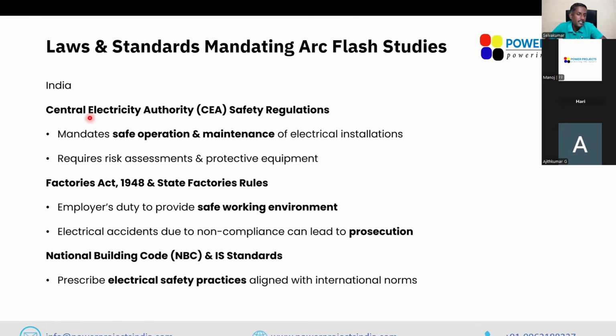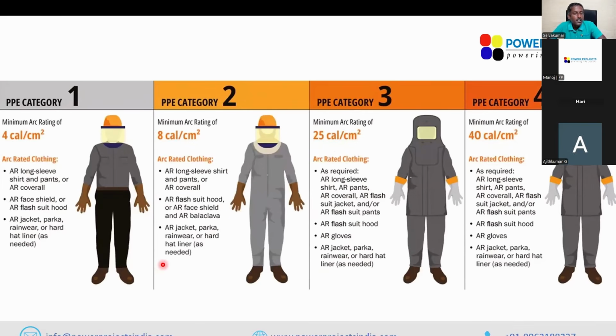In India, there are CEA, the Factories Act 1948, and the National Building Code, NBC. So what are the different PPE, personal protective equipment, levels?